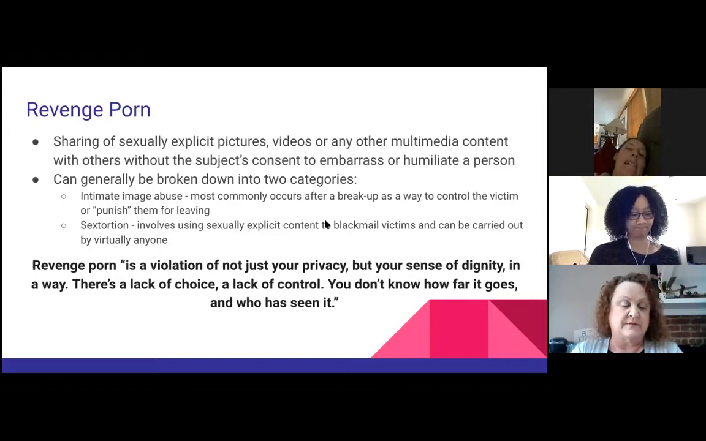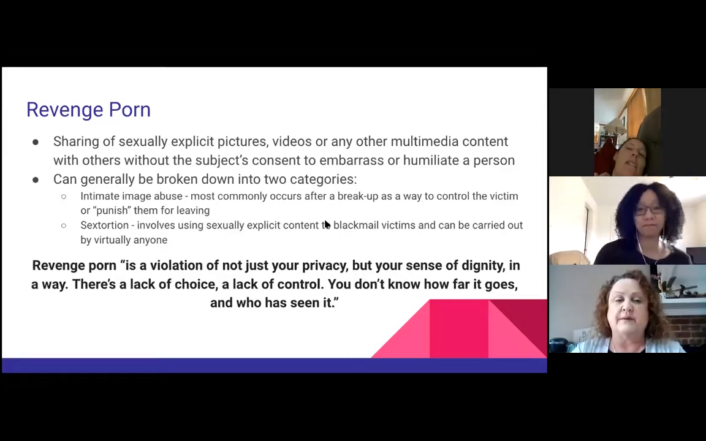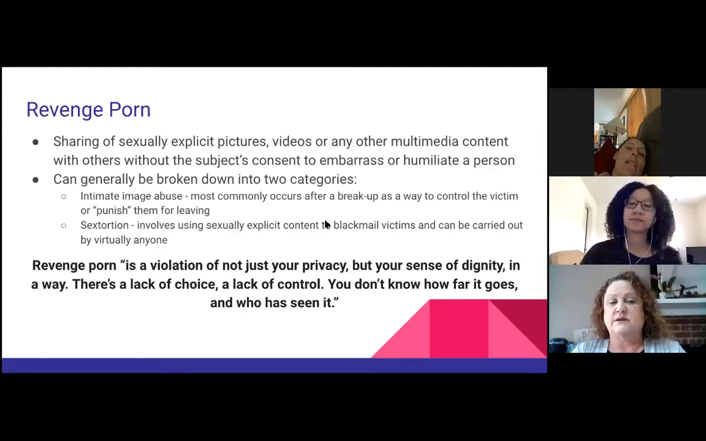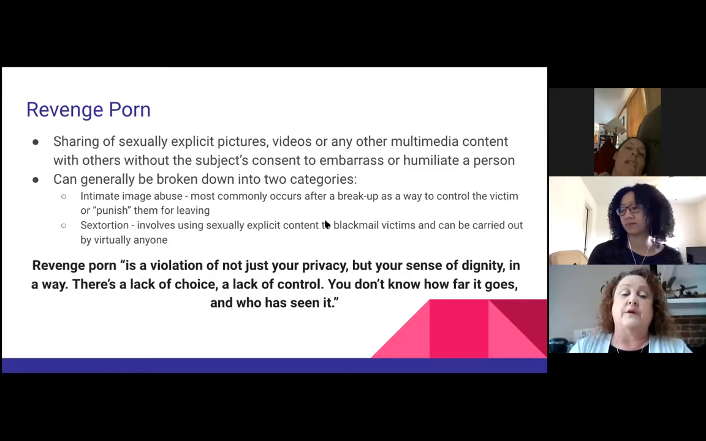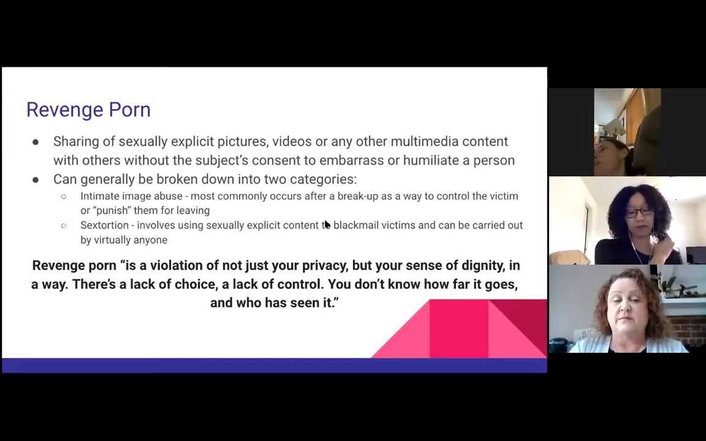Okay, so transitioning into revenge porn, that terminology is not always clear to some people, but basically, just as the slide shows here, it's the sharing of sexually explicit pictures, videos, or other multimedia content without the subject's consent, and with the intent to embarrass or humiliate that person.